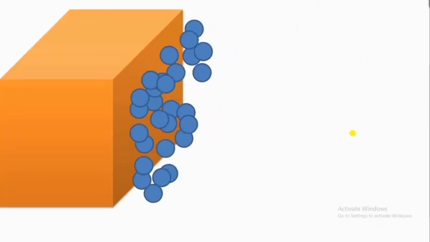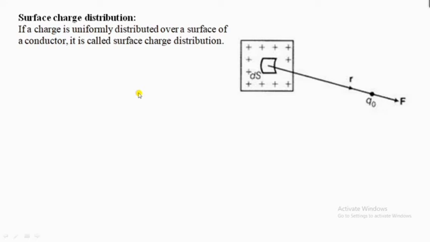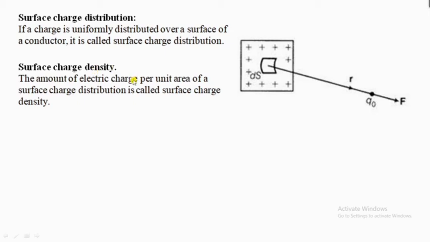This is the next case. Suppose these charges are on the surface of a conductor, then we call it surface charge distribution. All the charges are distributed on the surface of a conductor. So the definition of a surface charge distribution is charges distributed over the surface of a conductor. Surface charge density is the charge per unit area of a surface charge distribution. So if we divide the charge by area, we get the surface charge density.